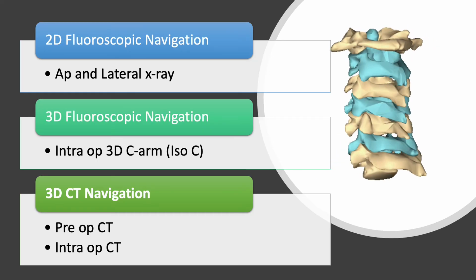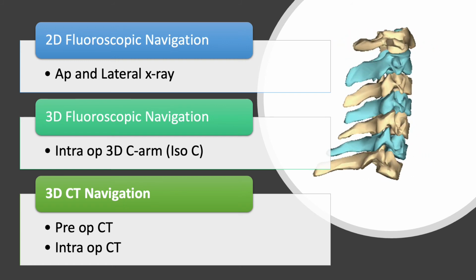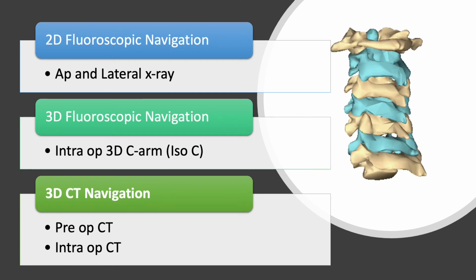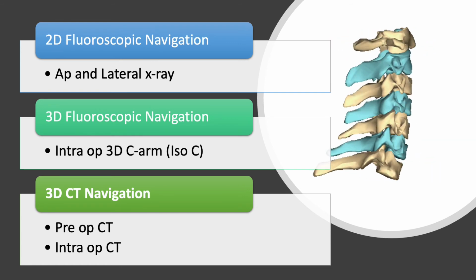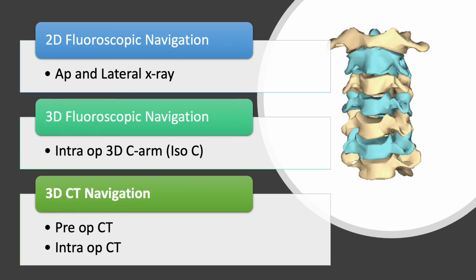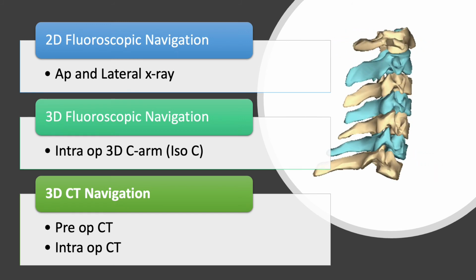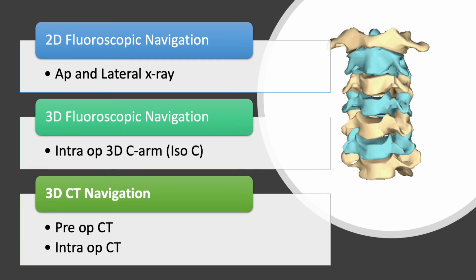So in short, when we look at the history of navigation, it started off from 2D fluoroscopic navigation with an AP or a lateral X-ray, and then went on to 3D fluoroscopic navigation using an isocentric C-arm. And these days we use 3D CT navigation with a pre-op CT which has already been done, or you can even take an intra-op CT during the surgery.